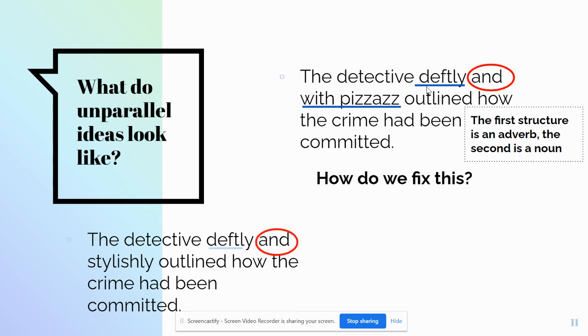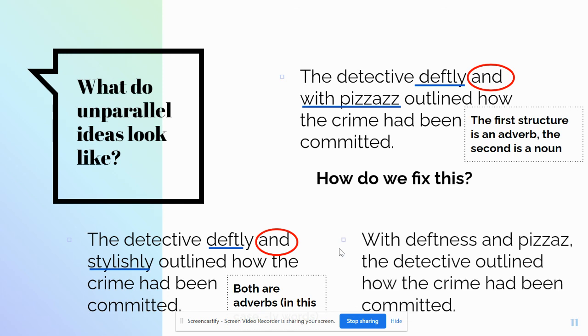And so then again, it shows the students how they're now the same. Both are adverbs. In this case, they happen to be ly words. And then I always say that there's more than one way to fix it, with deftness and pizzazz. So that just shows them that, and they're both nouns now.